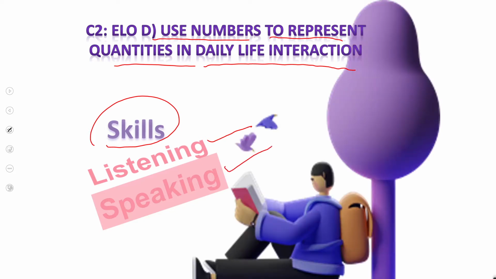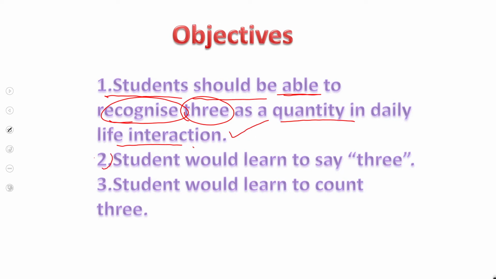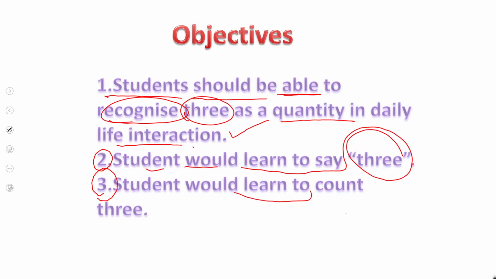So our objectives for today are: number 1, students should be able to recognize 3 as quantity in daily life interaction. Objective number 2 for today is students would learn to say 3. And our third objective for today is students would learn to count 3.